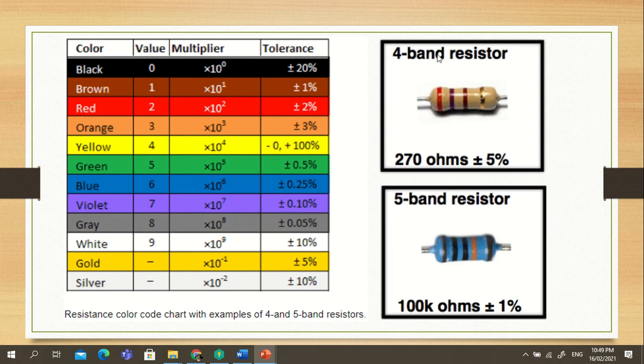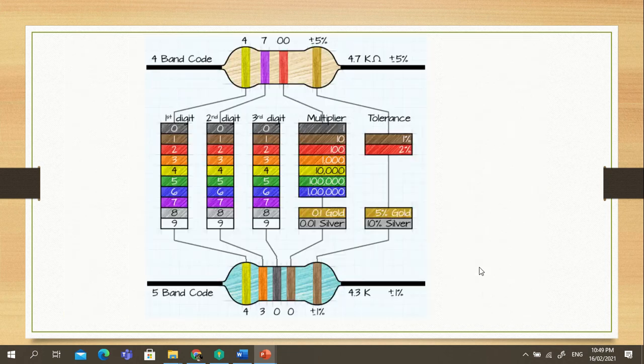Okay, so look at the difference in reading the resistance of the 4-band resistor and the 5-band resistor. They have different ways of reading it. So for the 4-color band, you can also look at the chart in this manner, class. You can also use this. For a 4-band color code, we have the first digit, second digit, third digit, and then the multiplier.